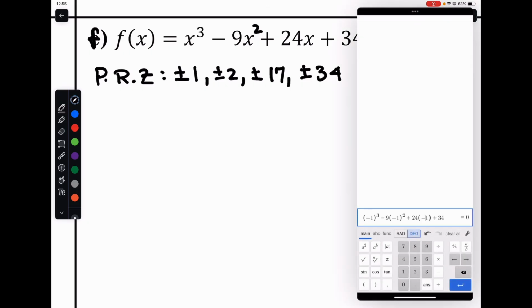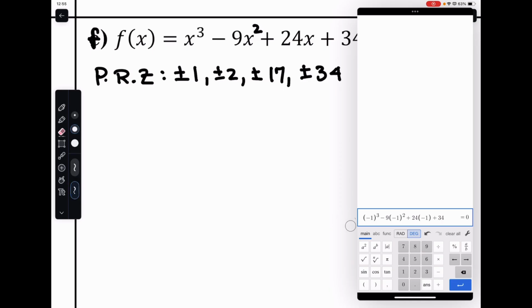Now off camera, I plugged in 1, I plugged in 2, and that didn't work. Then I tried -1, and I found that that value does in fact equal 0. I tried -2 first also, but that didn't make it equal 0. And the one that works is going to be -1. So as you see right here, plugging in -1 makes it equal to 0.